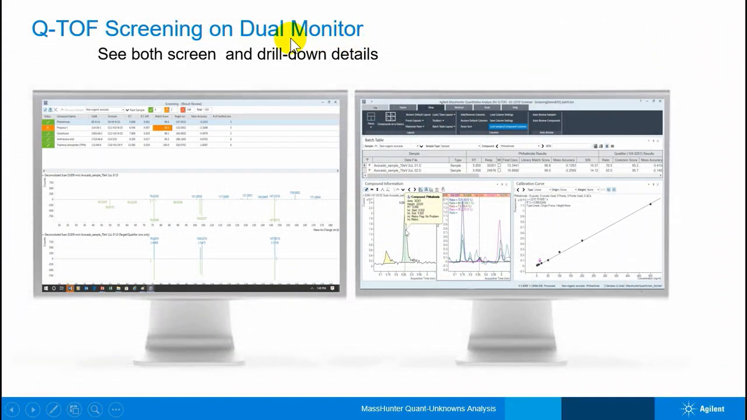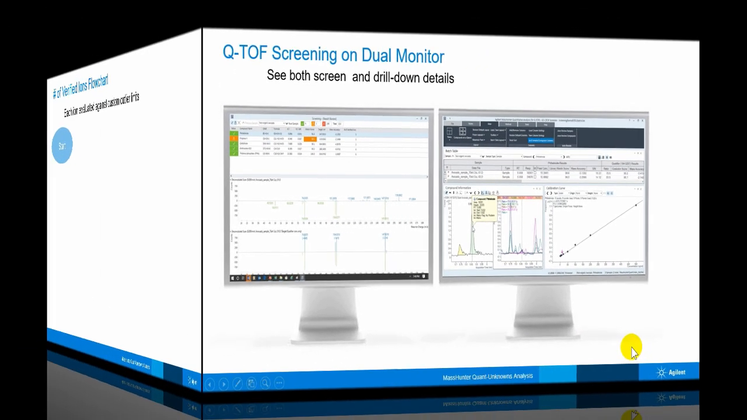Let me note that we have two presentations. One is the screener, which is simplified, and behind that we have the details in batch at a glance to look at the specifics. And I encourage you to consider a dual monitor approach so that you could see all of that information at a glance.